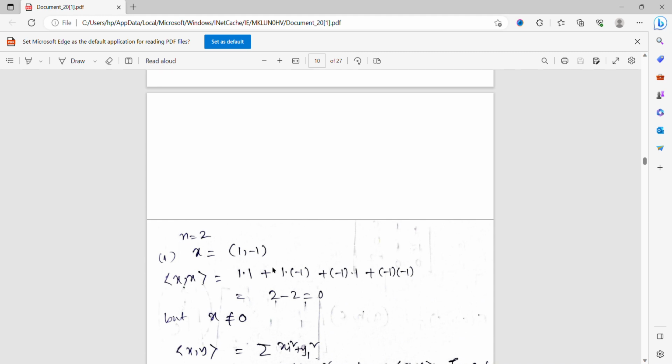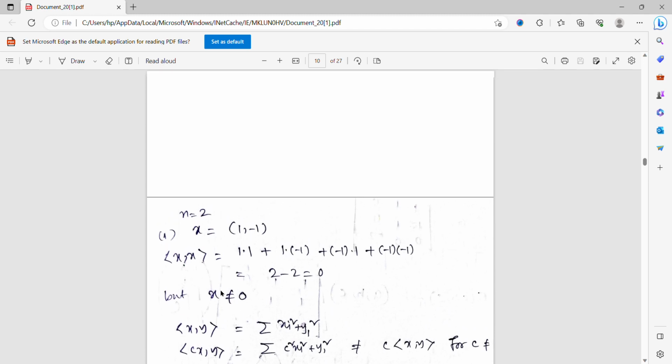Then for the first part, inner product of x comma x is basically 1 into 1 plus 1 into -1 plus -1 into 1 plus -1 into -1, which is 2 minus 2 equal to 0. We know that inner product of x comma x is always greater than or equal to 0, and equal to 0 if and only if x is equal to 0. But here x is not equal to 0, yet the inner product of x comma x is 0. So that's why this is not an inner product. So this is wrong.